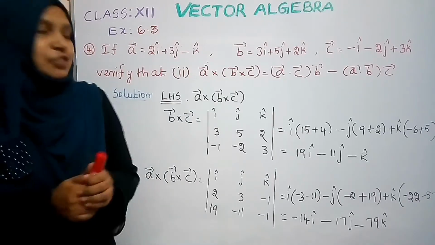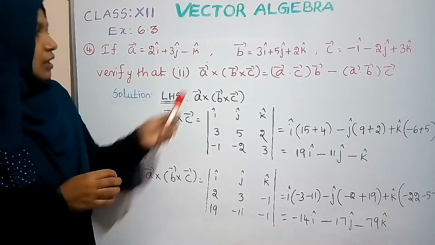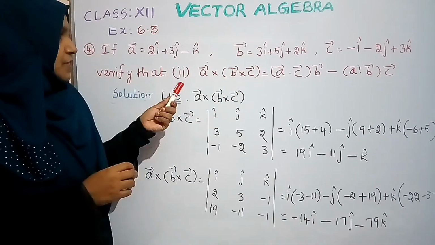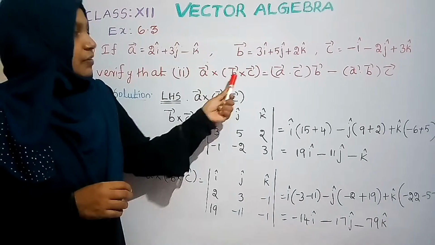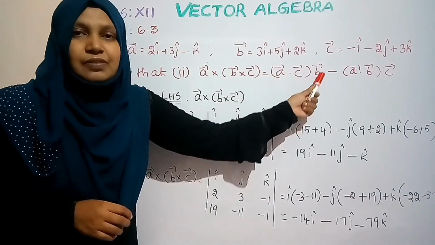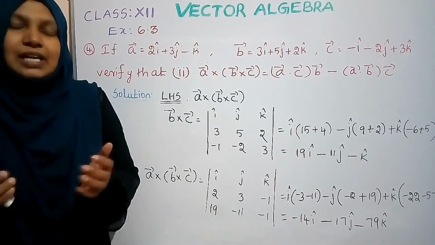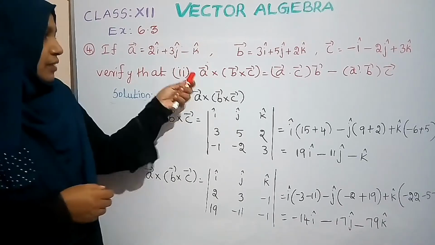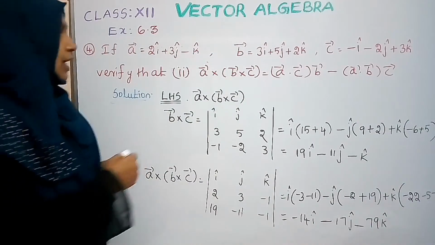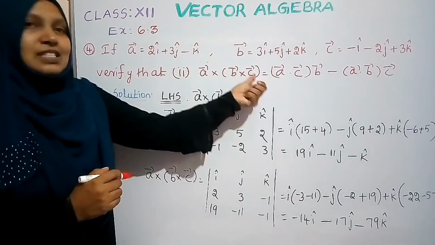Same as the first subdivision, we are going to calculate subdivision 2. Here what's the difference? Here the bracket is for b vector cross c vector. So the left side is a vector cross b vector cross c vector, which is equal to a vector dot c vector into b vector minus a vector dot b vector into c vector. As usual, first we calculate the left side. First we should always calculate the bracket value. It should be b vector cross c vector.